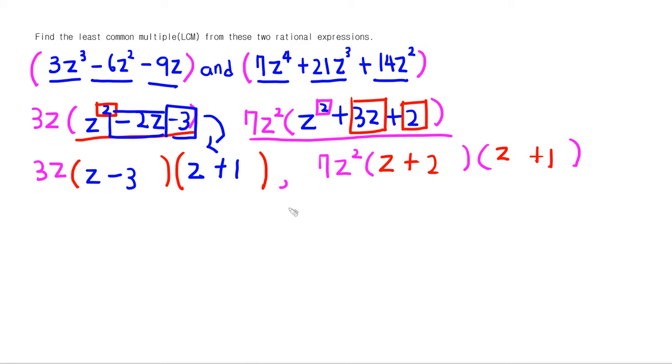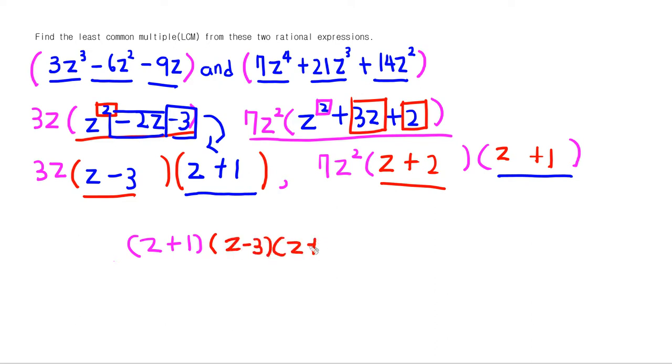So let's compare these two expressions. The common thing is that they both contain a z plus 1 term, so we just have to write z plus 1. We don't have to multiply both of them, because if we multiply both of them, we won't be able to make the least common multiple. And for z minus 3 and z plus 2, they don't both contain them, so we can just write z minus 3 times z plus 2.